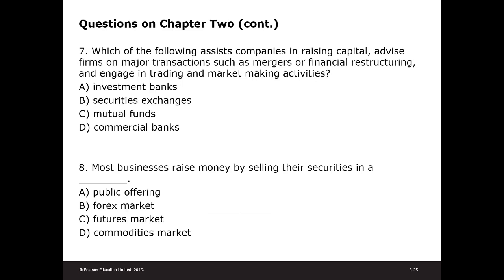Which of the following assists companies in raising capital, advises firms on major transactions such as mergers and acquisitions or financial restructuring, and engages in trading and market making activities? Investment banks, securities exchanges, mutual funds, commercial banks. So as we know, the institutions that engage in trading and market making activities, as well as advise firms on major transactions, are the investment banks. So the answer will be A.